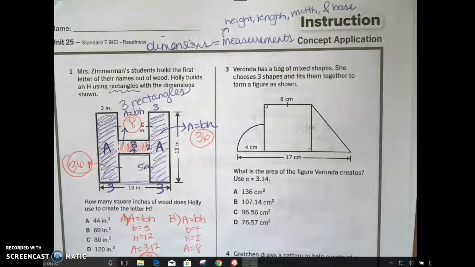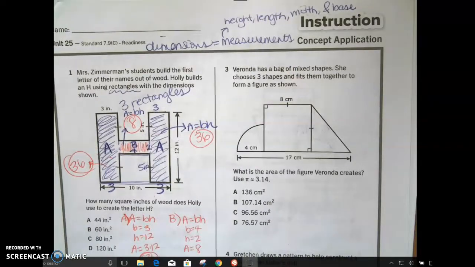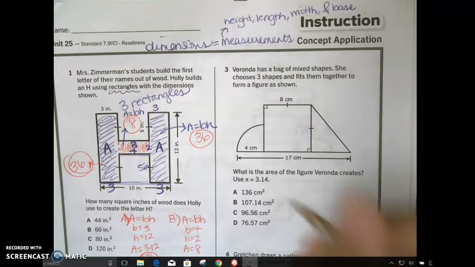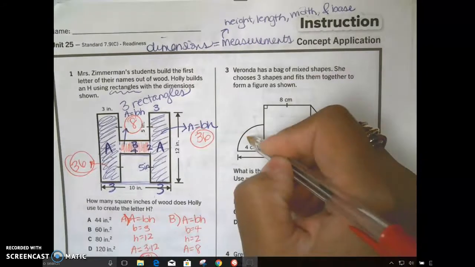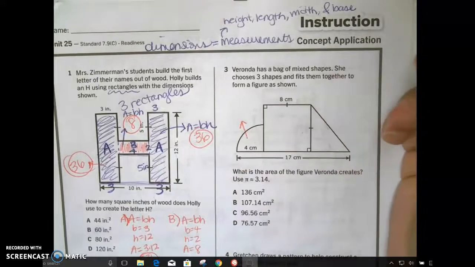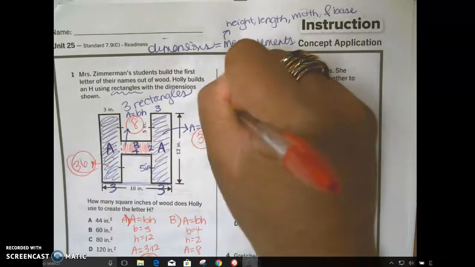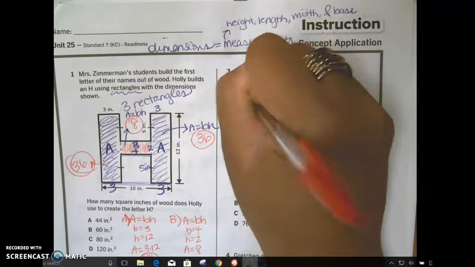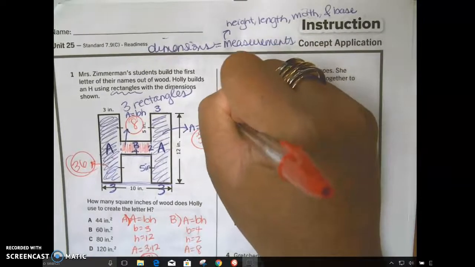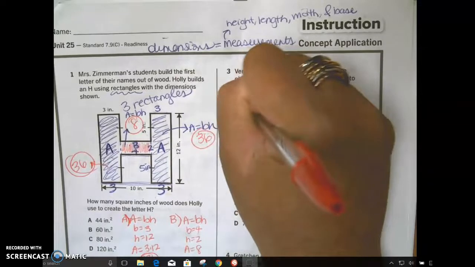Veranda has a bag of mixed shapes. She chooses 3 shapes and fits them together to form a figure as shown. What shape is this here? Quarter circle. What's the formula that I need for a quarter circle? A equals pi times radius squared divided by 4.